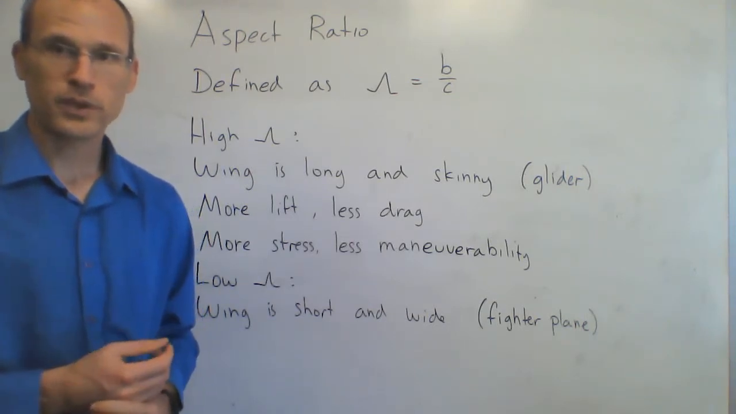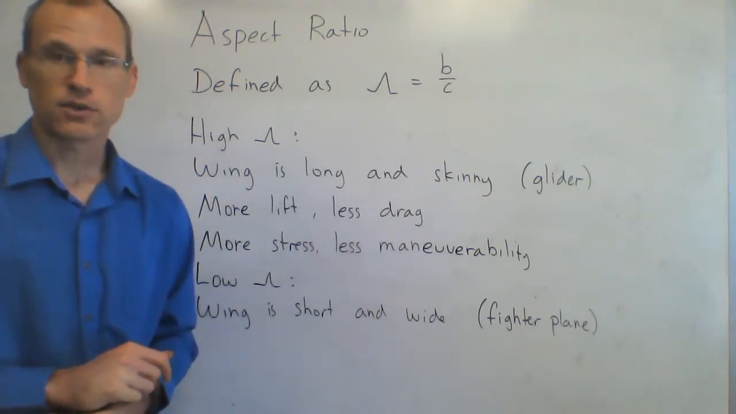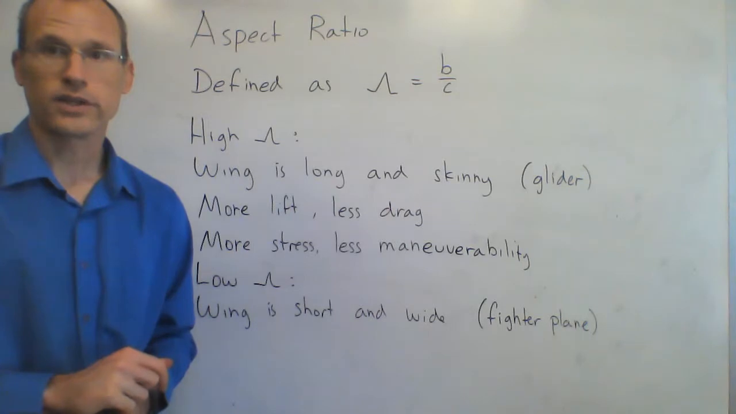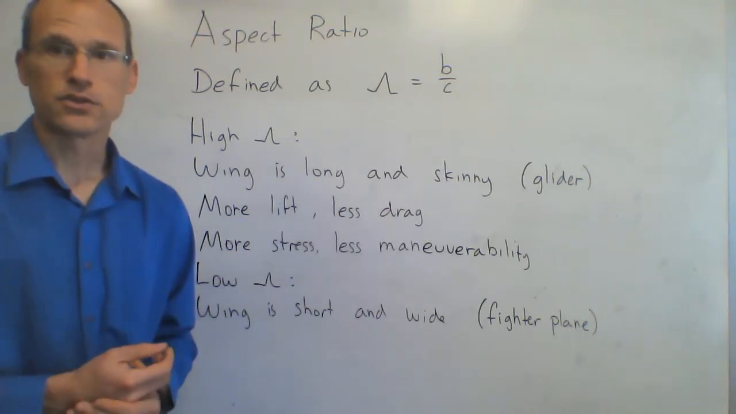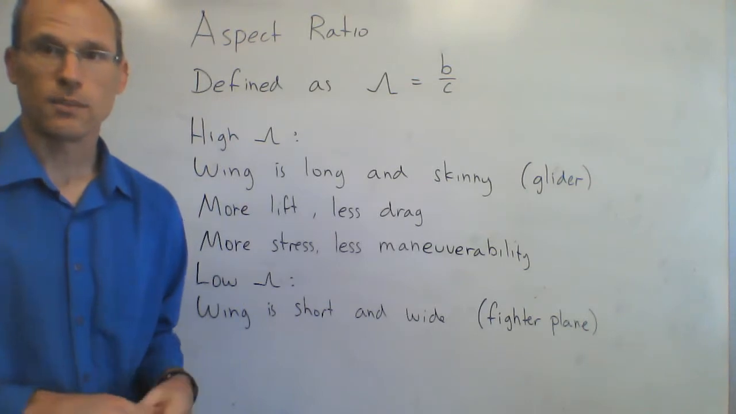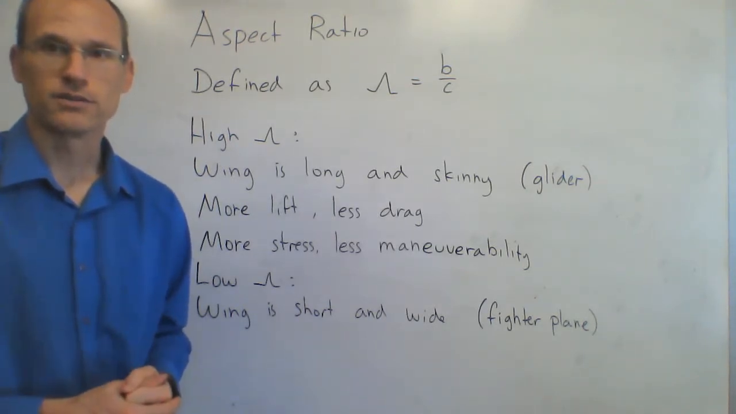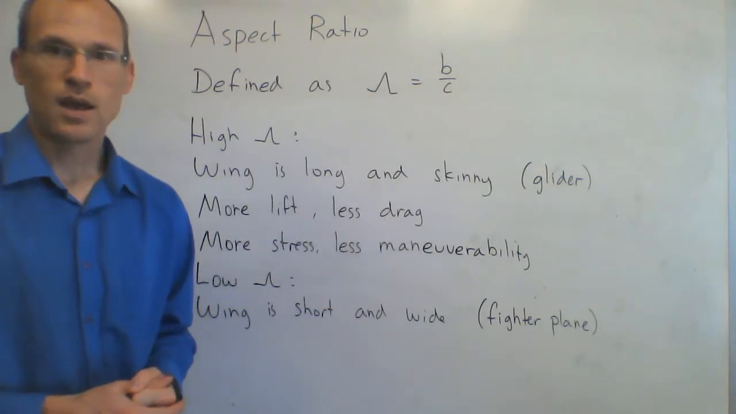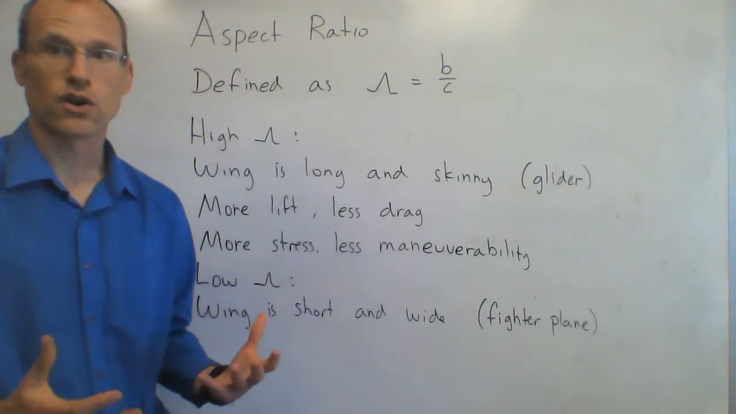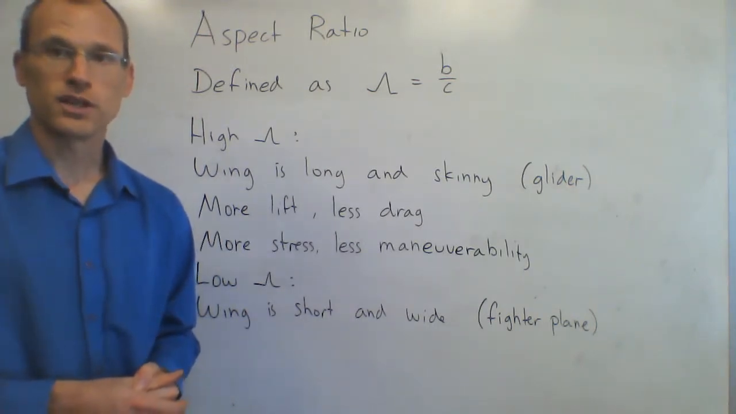important. If you have a high value of lambda, the aspect ratio, you're going to have long, skinny wings, so things like gliders, these are the type of wings they have, mainly because it produces a lot of lift, not a lot of drag. So if you're in a glider, that's really good. You don't have an engine to help you out. But on the downside, it's going to cause more stress. So the wings are really long, it's going to cause a lot of bending stress in them. It's also going to have not very much maneuverability.